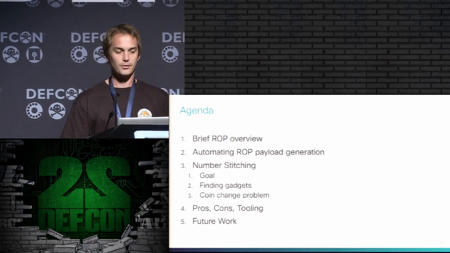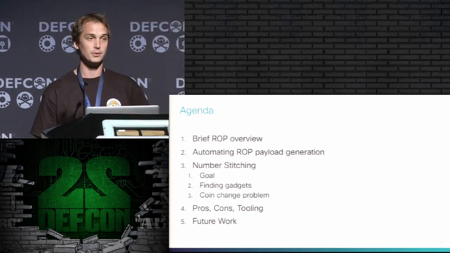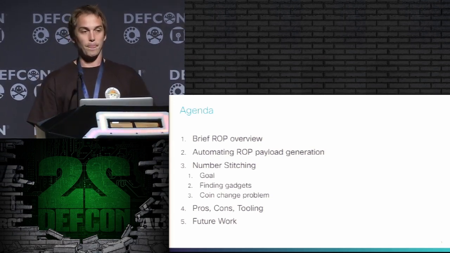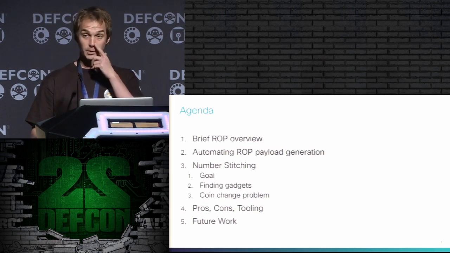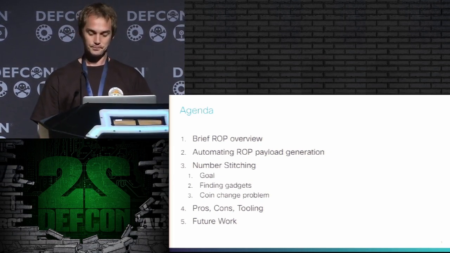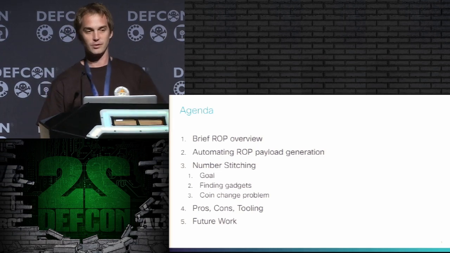Okay, so basically I'll go through a brief ROP overview. So what is it? Why do we use it? And why has it kind of become essential today? Then the automation of ROP payload generation: why do we want to do that or not, and what are the challenges with it.